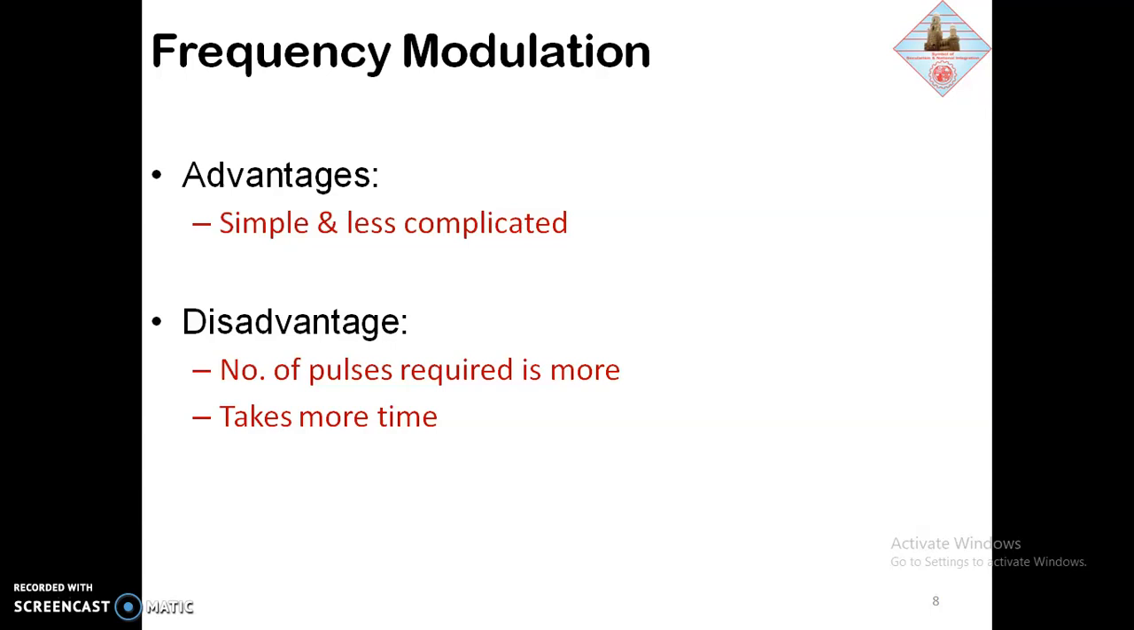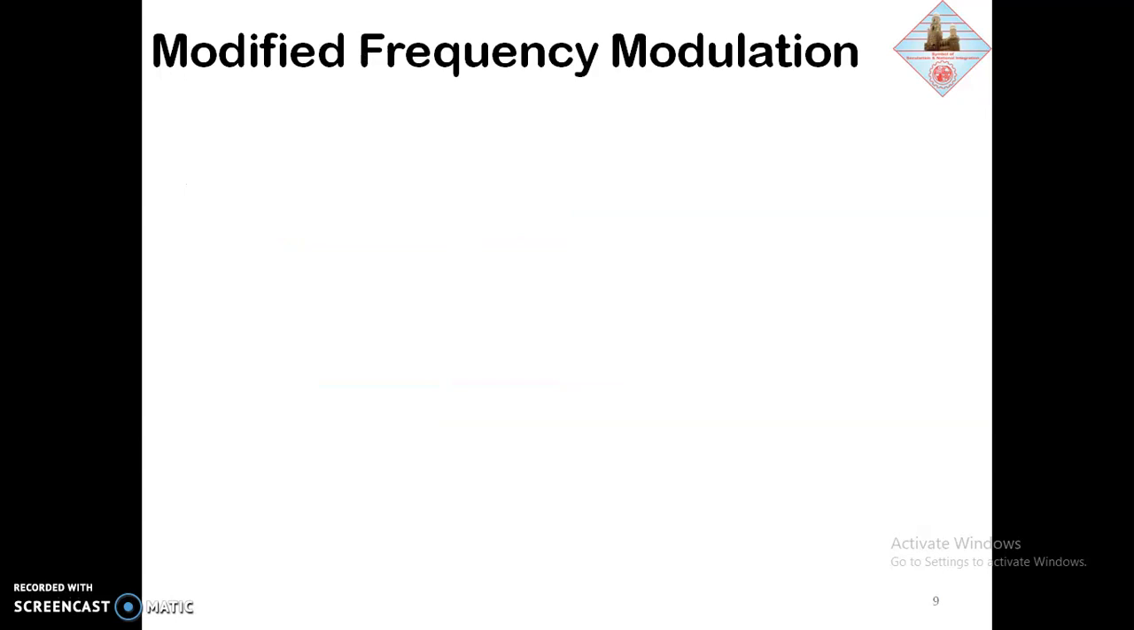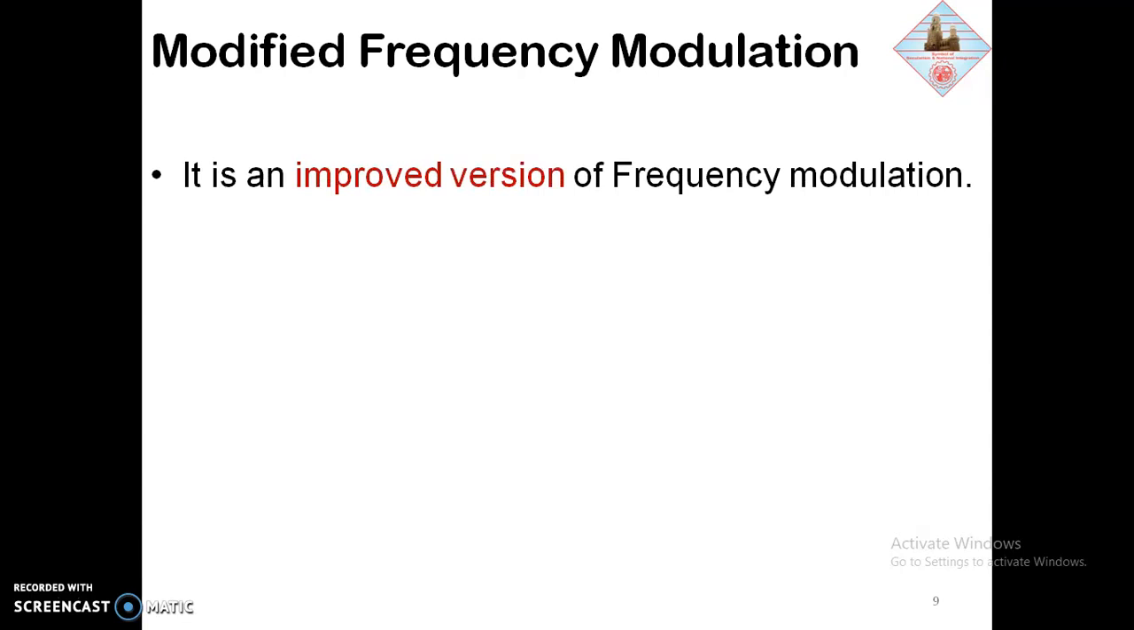Because of this, the amount of time required to encode a data is also more. To overcome these disadvantages, we have the next technique called modified frequency modulation. Now, from the name itself, we can say that it is an improved version of FM technique.